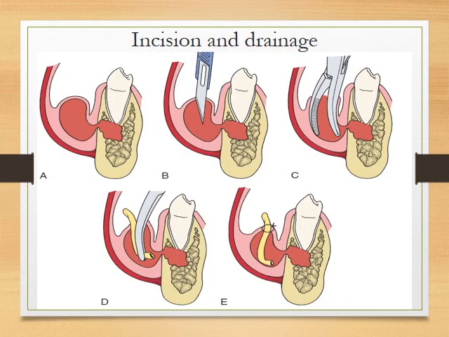Now we will enter the surgical part of the treatment of odontogenic infection. It is the incision and the drainage. How will I perform incision and drainage? First of all, we will choose the maximum area of swelling, whether intraorally or extraorally, avoiding incising across the frenum or the path of the mental nerve in the lower mandibular region.